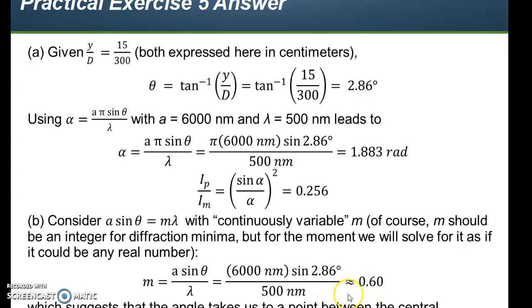When it's 0.6, that means that if it were at 1 it would be the minimum, right? So it's away from the central angle, but before it gets to the actual first minimum. So it's between the central maximum, where m equals 0, and the first minimum. That's where this particular one is, right?